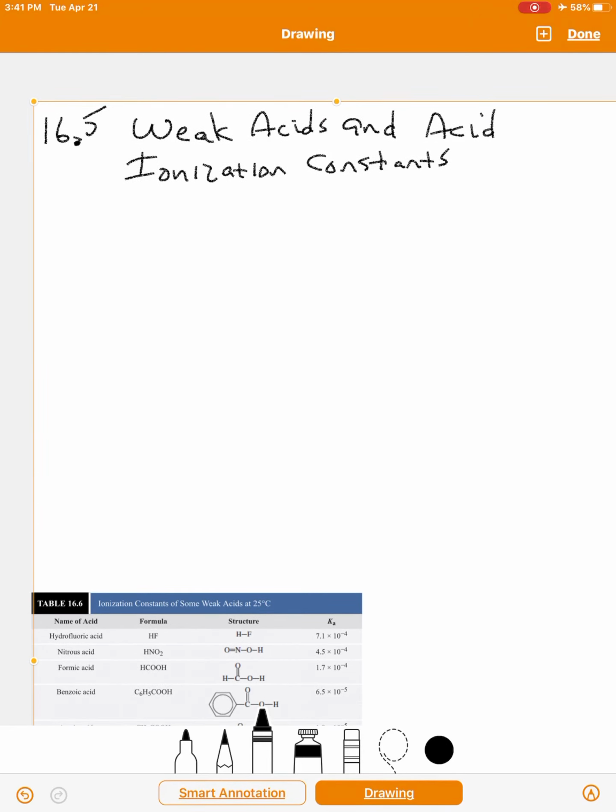Okay? The second type of problem is when we want to calculate percent ionization. So I'll write this as percent ionization.